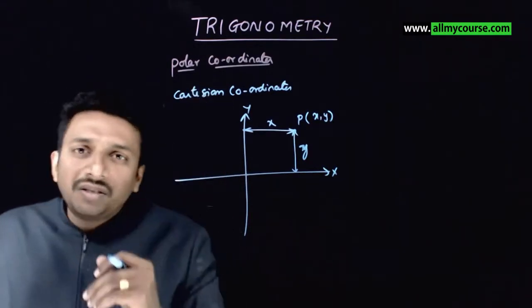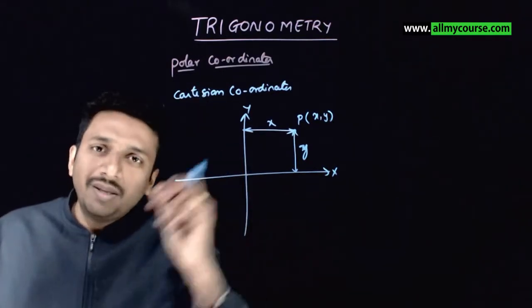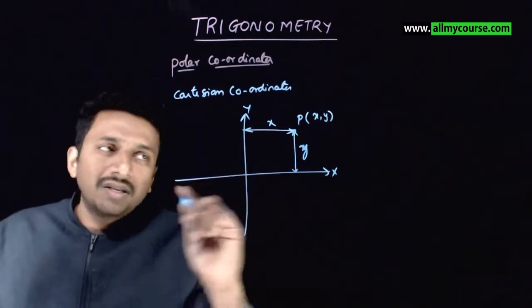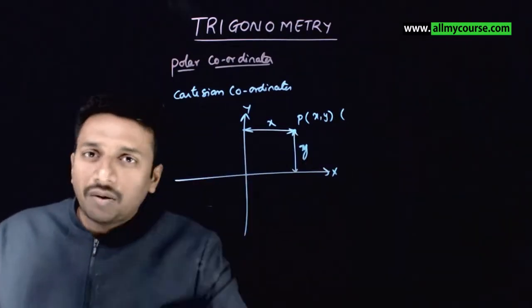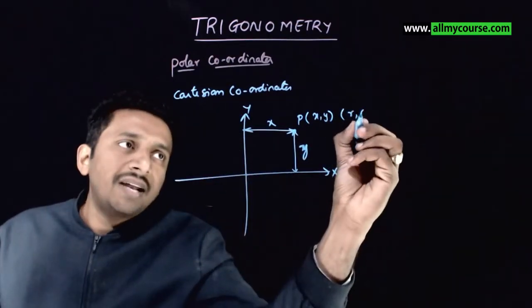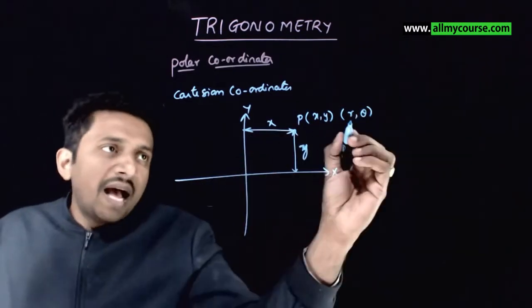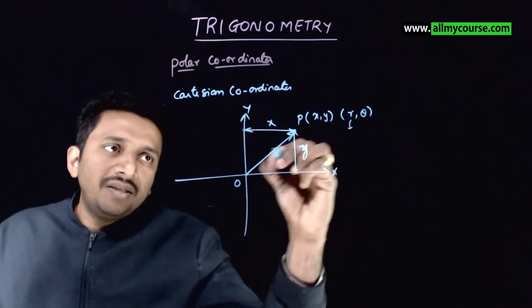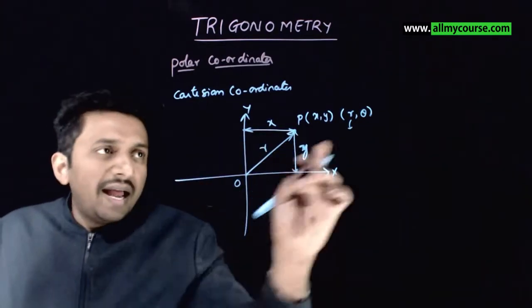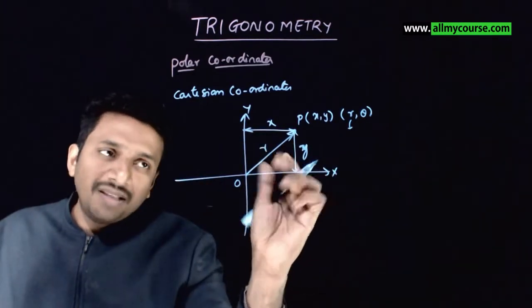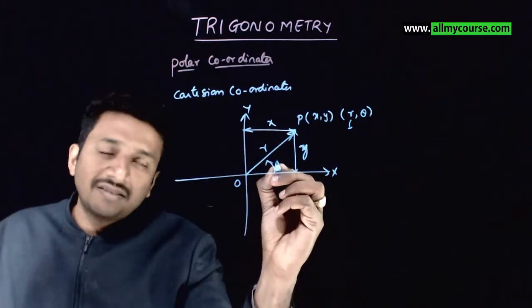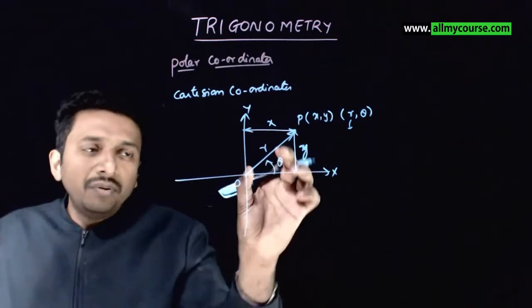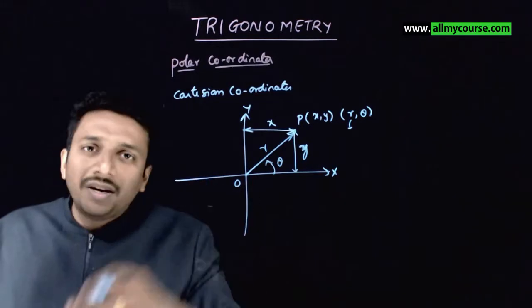Now polar coordinates give you another way in which you can locate the point. In polar coordinates, what you give is not the x and y coordinates, you give the coordinates r, theta, where r is the distance of the point from the origin, and theta is the angle made by this ray with the x-axis. If I give you these two numbers also, you can locate the point.